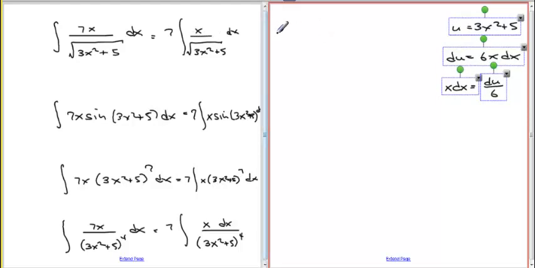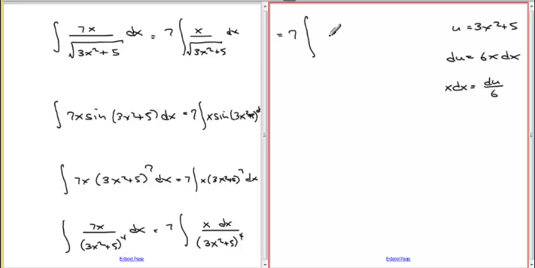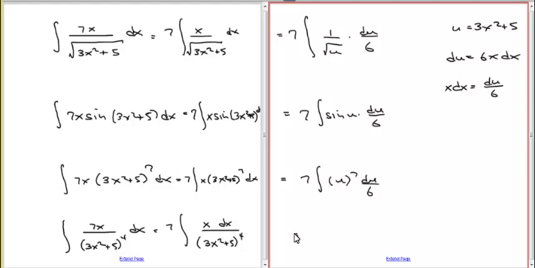So then I could rewrite this as 7 times the integral of 1 over the square root of u times du over 6. This one I could rewrite as 7 times the integral of the sine of u times du over 6. This one I could write as 7 times the integral of u to the 7th du divided by 6. And this one would be 7 times the integral of 1 over u to the 4th times du divided by 6.